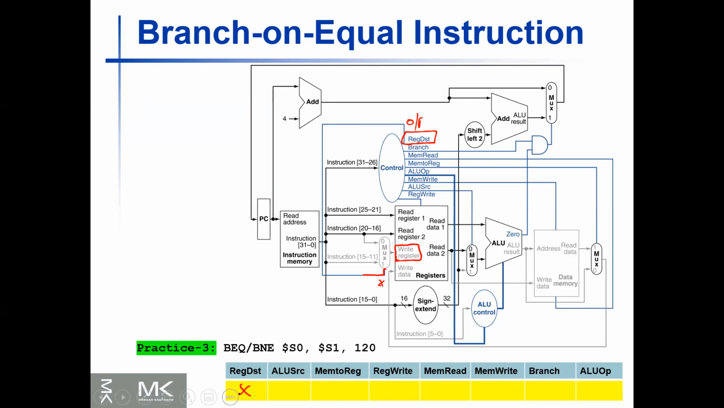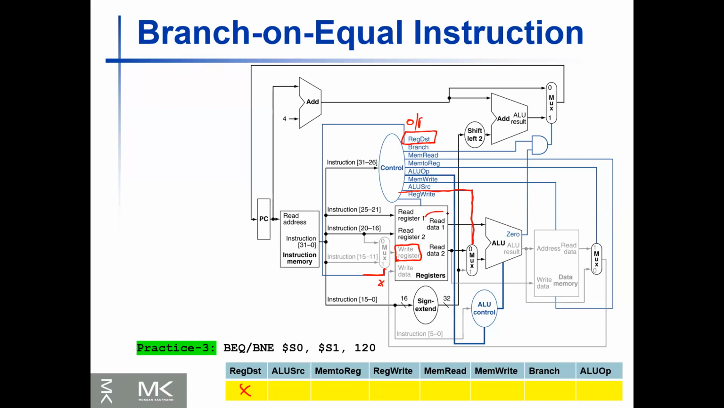What about ALU source now? What does ALU source tell you, the second option? ALU source is this signal. See, first look here. This is the ALU source. So what is your second operand?